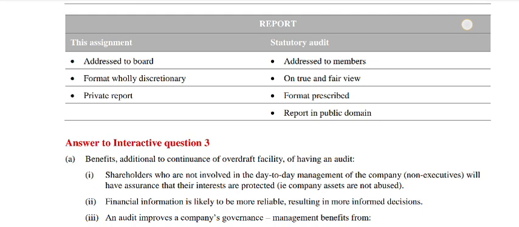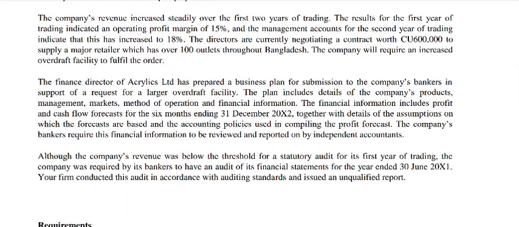Interactive question 3. Benefits of an audit. Difficulty level: easy. Acrylics Limited was established in June 2000 to produce acrylic products which are used as display units in the retail industry. The shares are owned equally by 2 executive and 2 non-executive directors. The company's revenue increased steadily over the first 2 years of trading. The result for the first year of trading indicated an operating profit margin of 15%, and the management accounts for the second year of trading indicate that it has increased to 18%.